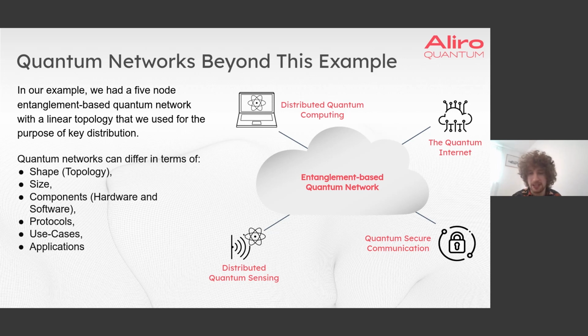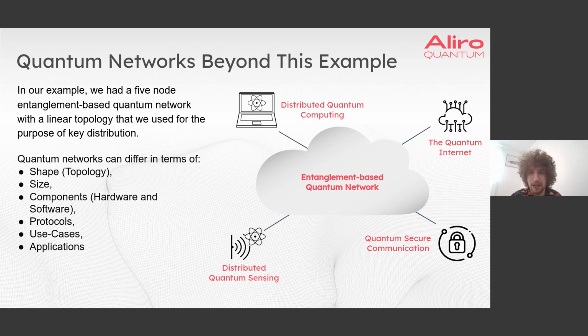This example does not come close to encompassing all quantum networks. Quantum networks can vary in many important ways, such as topology, size, components, protocols, use cases, applications, etc. And we've seen this a few times during this webinar. For example, local area, metro area, and wide area quantum networks, different protocols such as meet-in-the-middle schemes versus midpoint source schemes for EEG, differences in hardware components, etc.